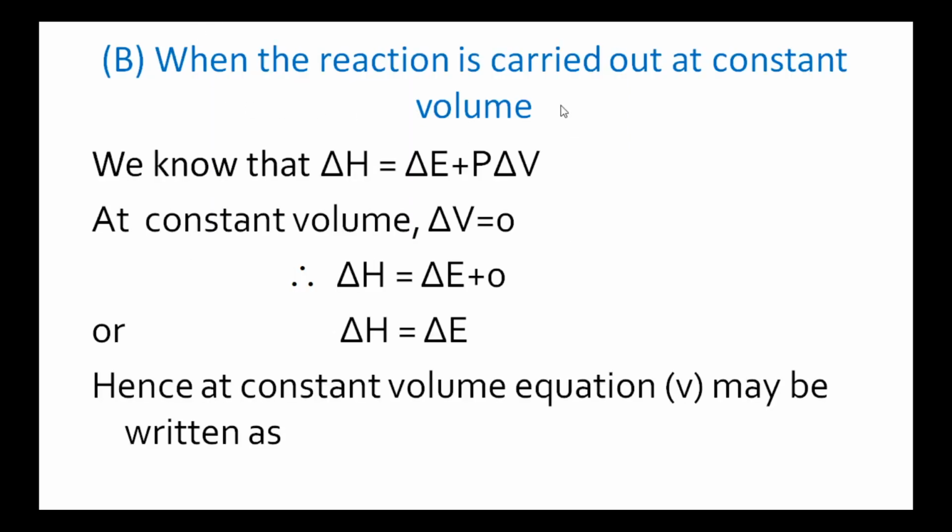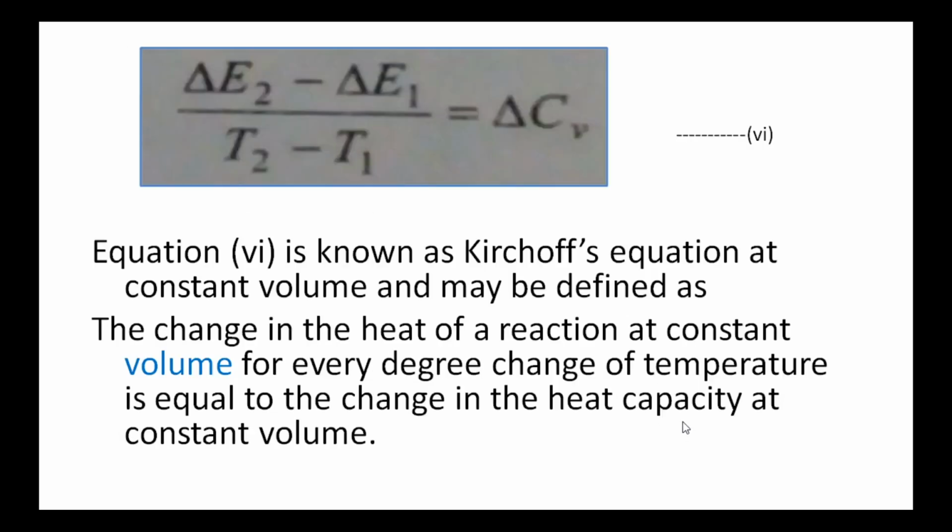Next, Kirchhoff's equation is also carried out at constant volume. In this, volume is kept constant, then change in the volume will be 0. We know that from enthalpy equation, H is equal to E plus PV. At constant pressure, delta H is equal to delta E plus P delta V. Substituting delta V is equal to 0 in the above equation, it becomes delta H is equal to delta E. So hence at constant volume, delta E is substituted in place of delta H of equation 5, then it becomes delta E2 minus delta E1 by T2 minus T1 is equal to delta Cv.